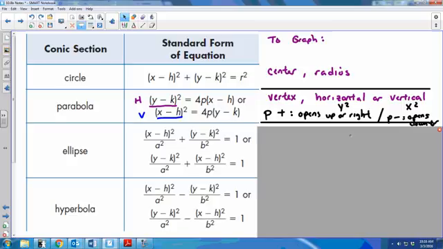Again, we're still just eyeballing the parabolas. I'm not making you find the specific points past the vertex. So just be careful today when we're graphing these when you're looking at test points and things.